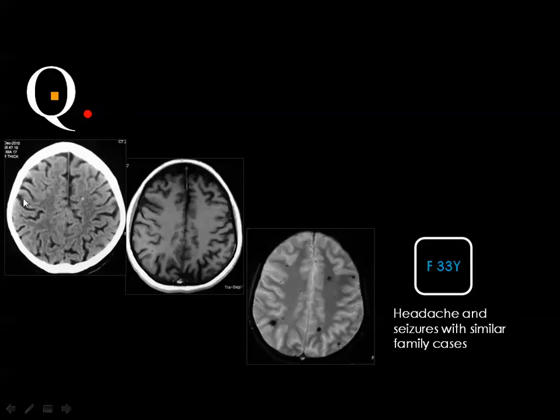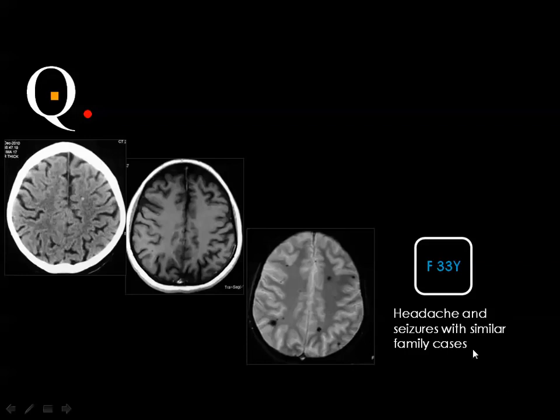CT, MRI T1, MRI T2 star or gradient image. Is there any history of trauma here? Yes. A few moments ago I said that diffuse axonal injury is not diagnosed without a frank history of trauma. Then if you do not have this very frank history of trauma, look for another diagnosis.